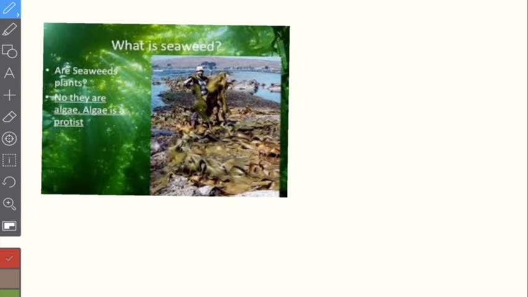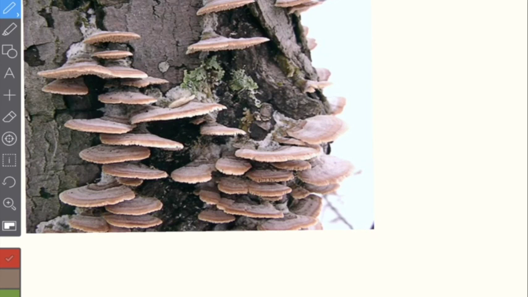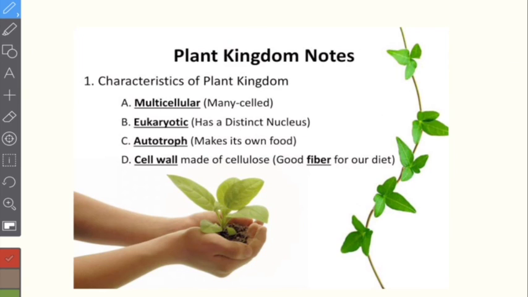Seaweed is a protist. It's also an algae. So algae are protists too. So seaweed is a protist. Fungi or fungi, you could say it either way. Kingdom, they eat dead things. They eat dead, decaying organisms. So you can see the fungi on this tree here. And finally, the plant kingdom is multicellular. Has many cells, and just like us and animals, we all have many cells.